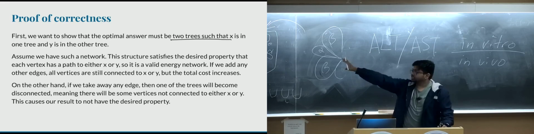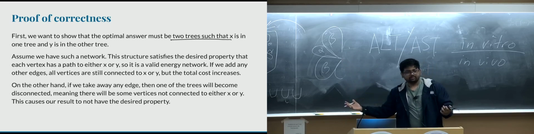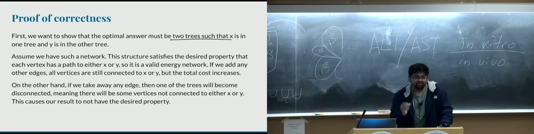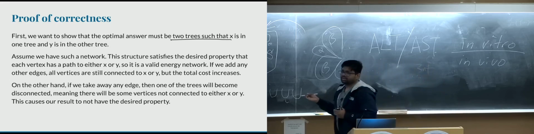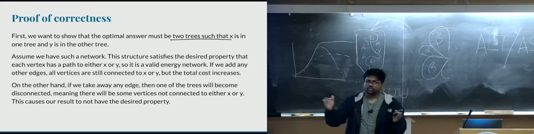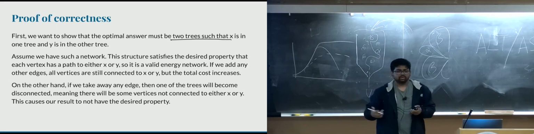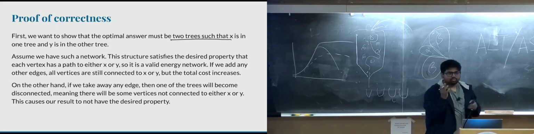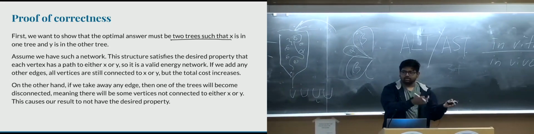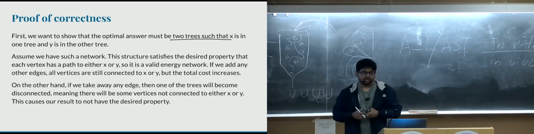Because in the solution, in the MST, everything will be connected to either X or Y. So if we add any other edge to that set, it won't give us any extra benefit, right? It will just add to the cost. So there is no need to add any other edge to this whole thing. The property is already achieved, and there is some cost. Why add an extra edge to it, right?